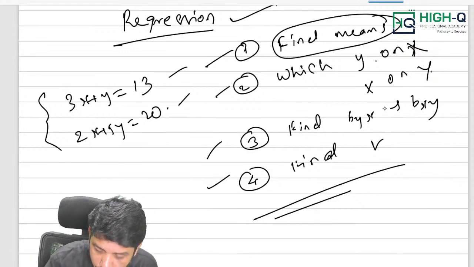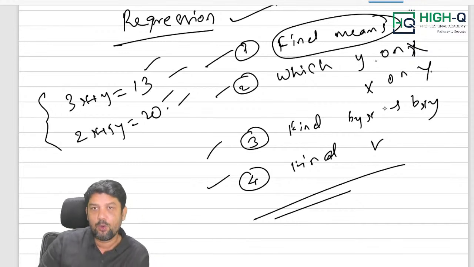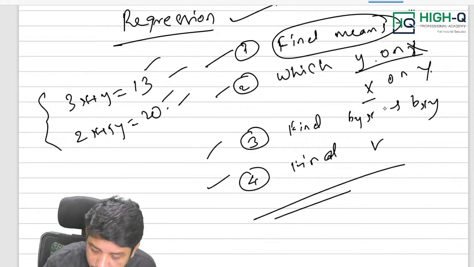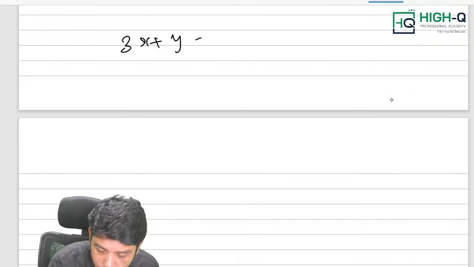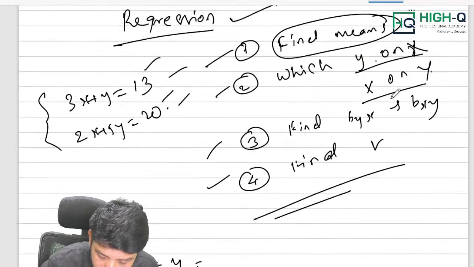Sir, how to find the mean? If 2 equations are given, how to find the mean? By solving them simultaneously, we can find the mean. Sir, how to identify y on x or x on y, sir? Look at this, my dear. The equations are given as 3x plus y is equal to 13.